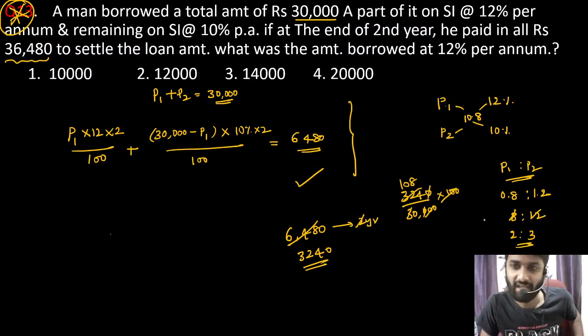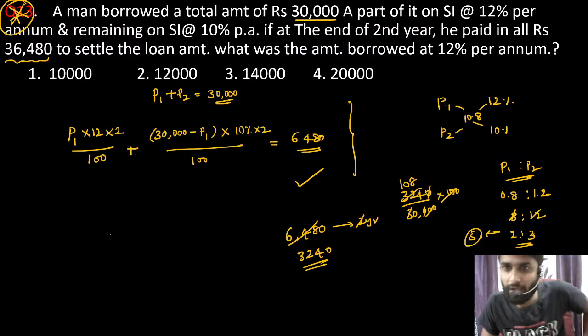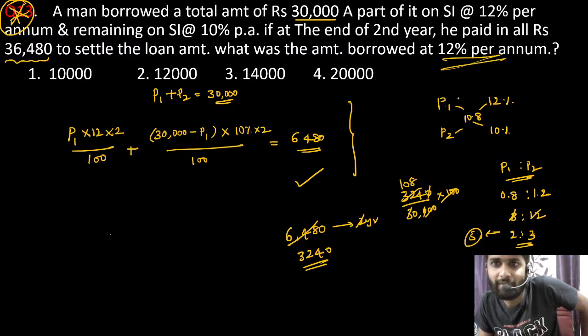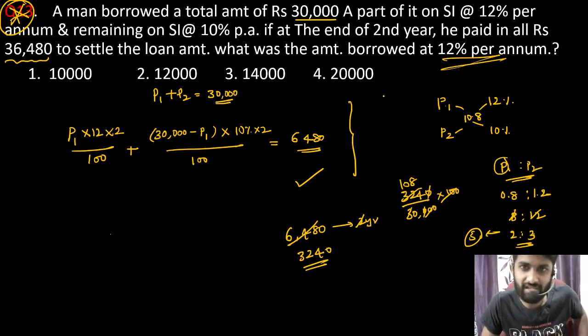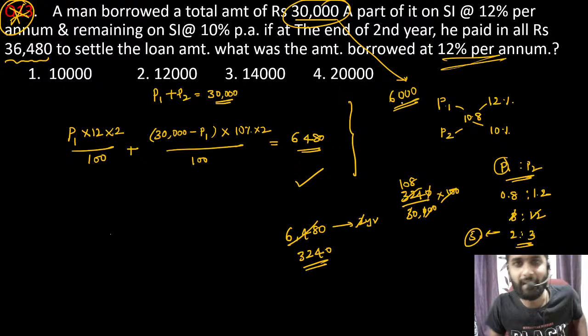And what is your observation? If it is 5 rupees, 2 rupees are related to P1, 3 rupees related to P2. Now the question: what is the amount borrowed at 12% per annum? 12% per annum is related to P1. Now what is your observation? If 5 parts become 30,000, each unit is equal to 6,000.